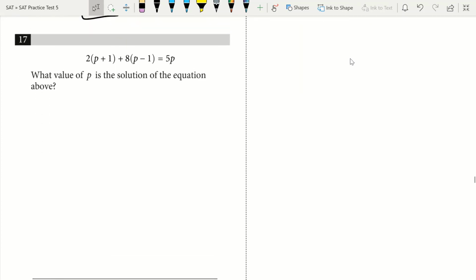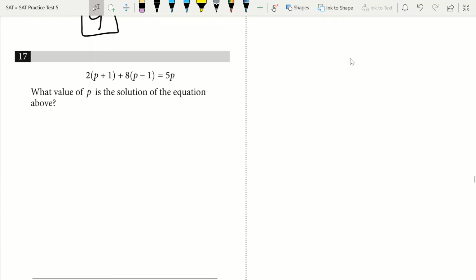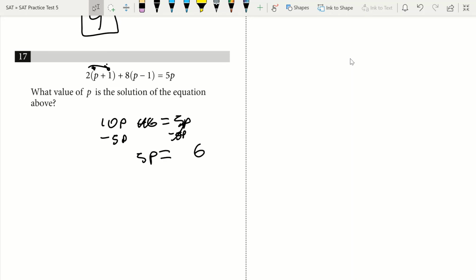Question 17, what value of p is the solution to the equation above? Well, we're going to get 2p plus 2, and then plus 8p minus 8. Well, 2p plus 8p gives me 10p, and then I have 2 minus 8, which gives me minus 6 equals 5p. I'm going to add 6 to each side, right? So now I get 6 here. I subtract 5p from each side, and now I get 5p equals 6. I divide each side by 5. I get p is equal to 6 over 5.